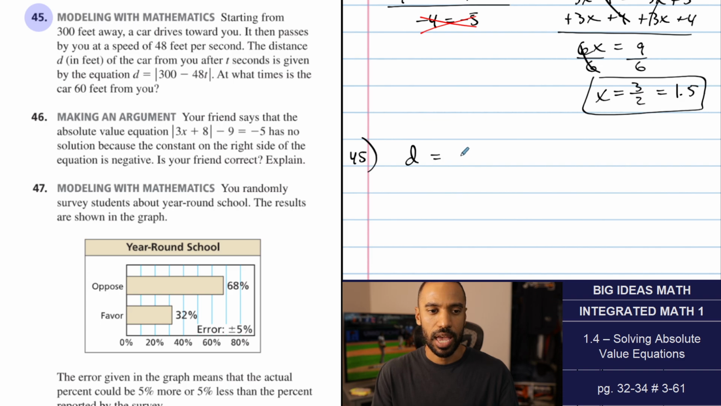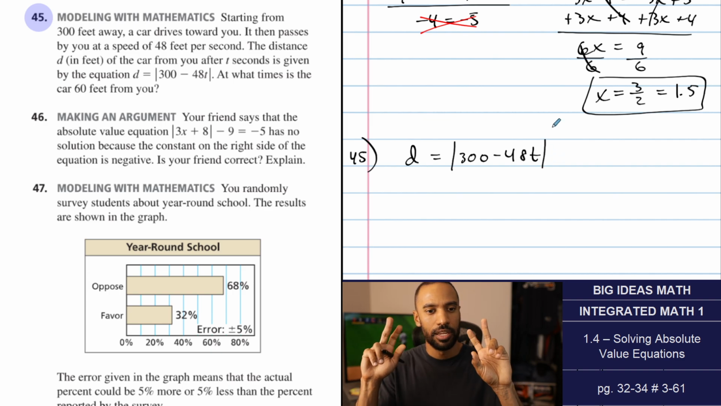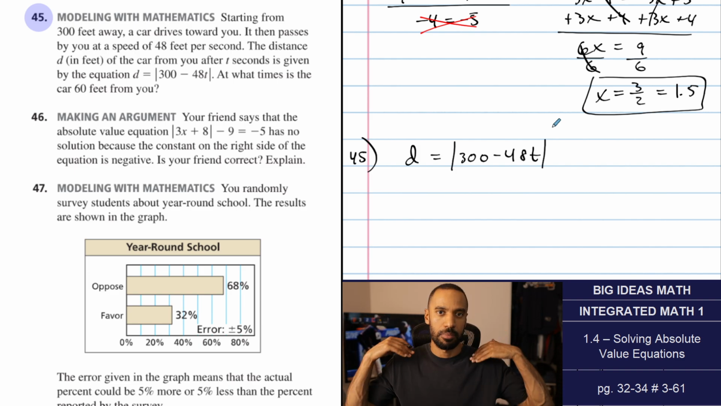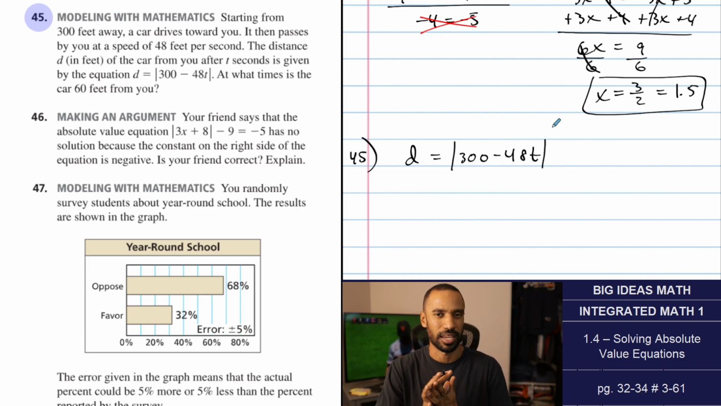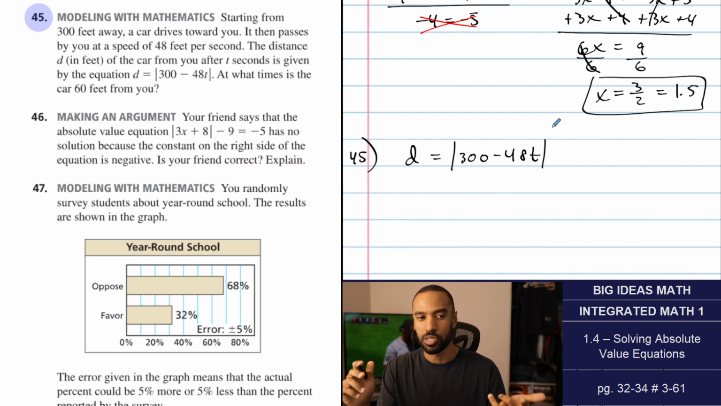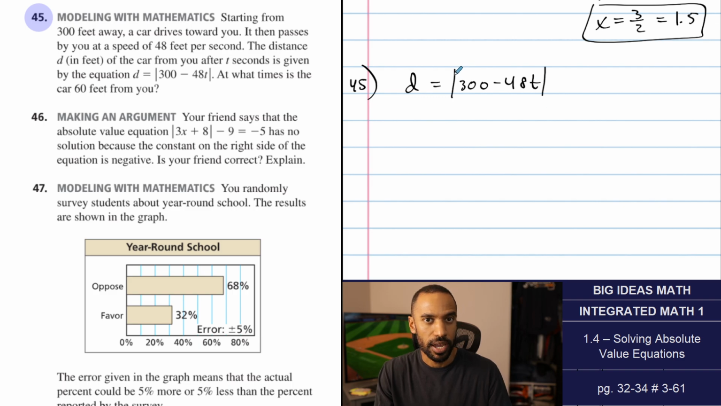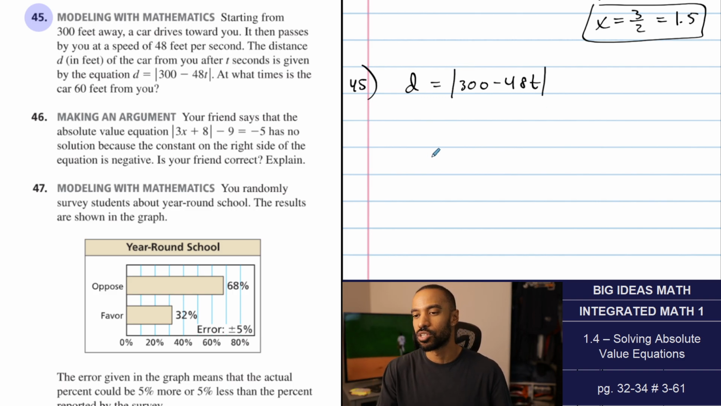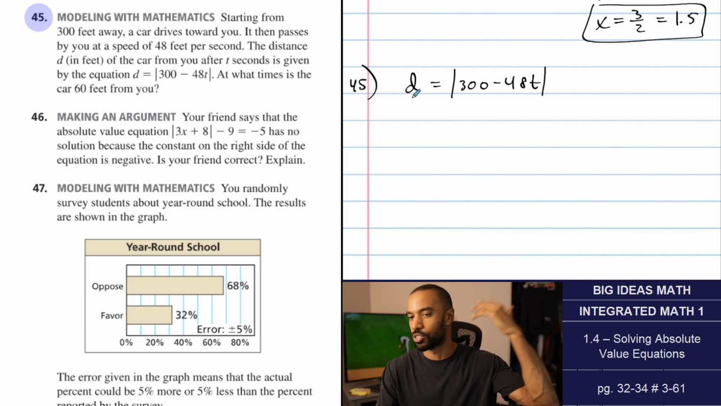Now, it's important that we use absolute values here and that we're just saying the distance of the car from me. See, to us, negative doesn't apply as a distance. If the car is 50 feet away from me in front of me or behind me, it's still 50 feet away from me, right? It's that kind of thing. Actually, here's a question. At what times is the car 60 feet from you? So we're just trying to find out 60 in either direction. In front of me or behind me, what times? Because there's a time when it was in front, there's a time when it's after.